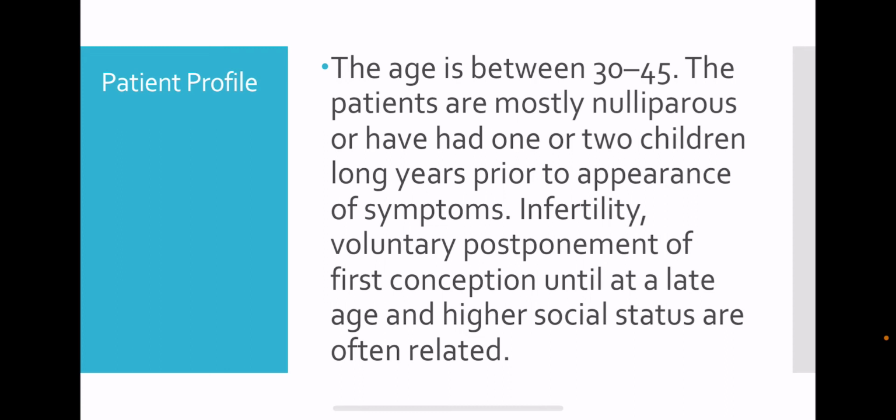Infertility, voluntary postponement of first conception until a late age, and higher social status are often related. So infertility, voluntarily postponing the first conception due to some reasons, and also the higher social status are often related. So endometriosis is common in people of higher social status. This is the patient profile: 30 to 45 years, nulliparous or 1 or 2 children, infertility, voluntary postponement of first conception and higher social status.